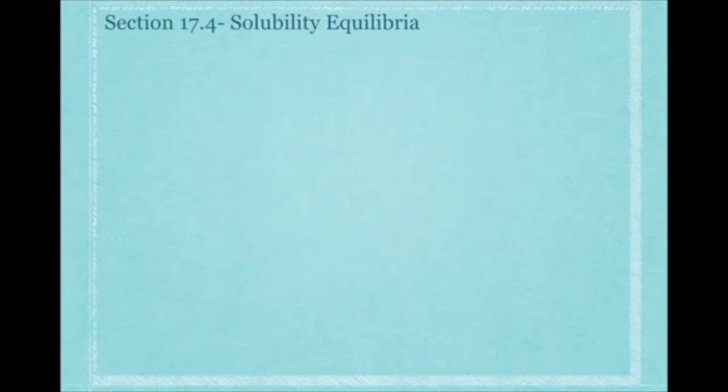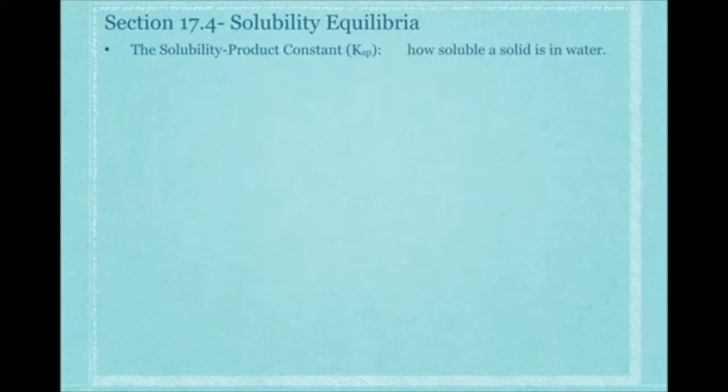So in this lesson, I'm going to be talking about another type of equilibria, which is your solubility equilibria. The solubility product constant is KSP, and so we're going to be using the same techniques that we used in the last couple of videos, but now it's with a new concept, which is studying how soluble a solid is in water. Okay? Now there are two terms that we're going to be using, and I want to make sure that we're clear on their meanings.